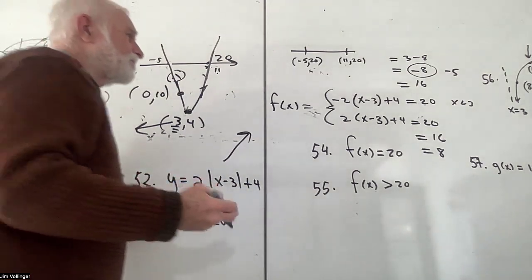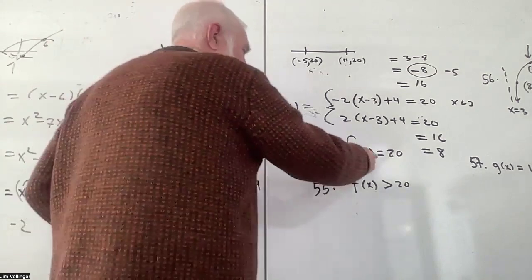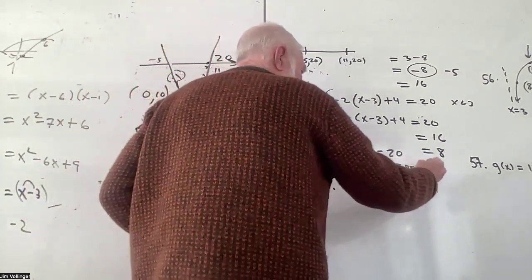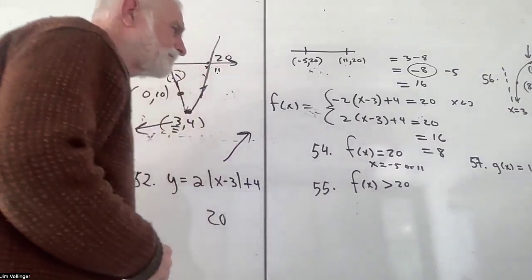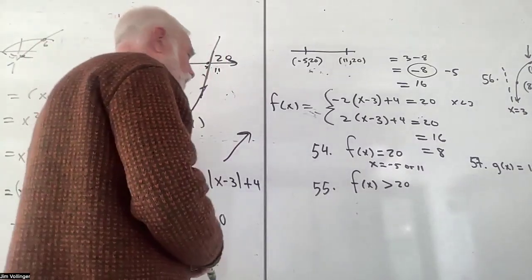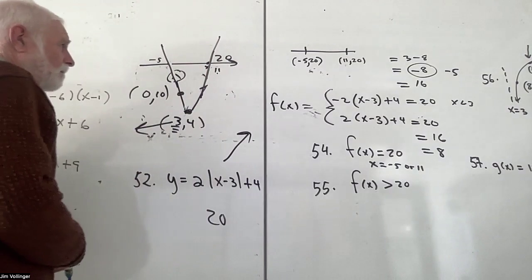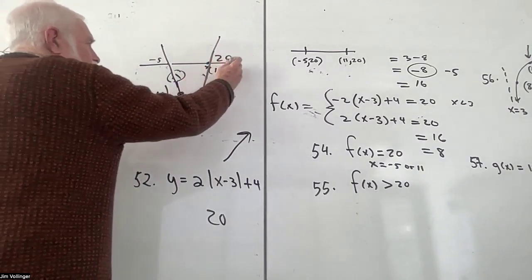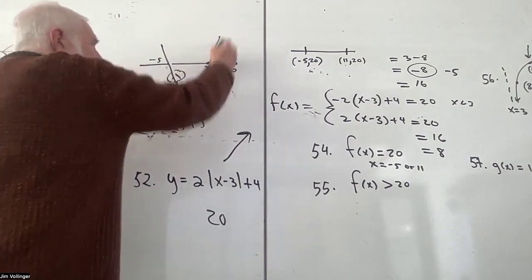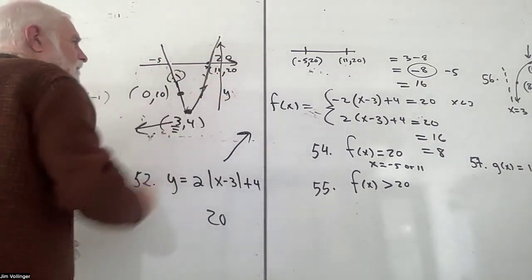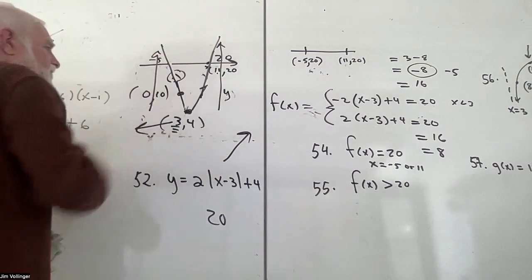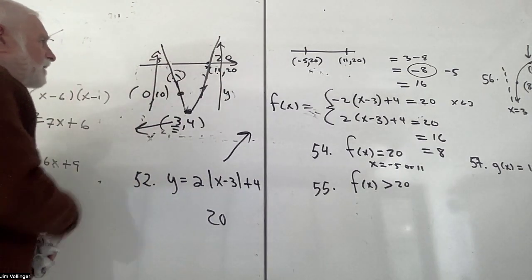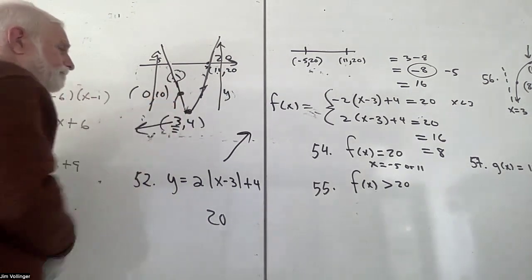Okay, so I got my answers. My answer is: f of x equals 20, x equals -5 or 11. One or the other gets me 20. Now, where am I bigger than 20? Well, if 11 gives me a height of 20, I think this y value is bigger. I think these y values are smaller.